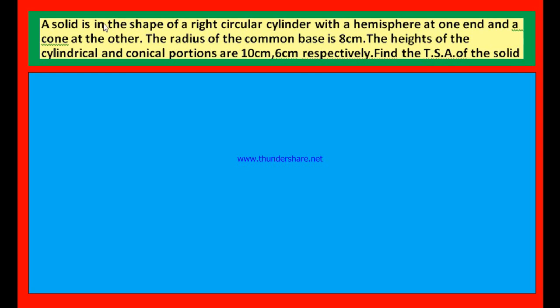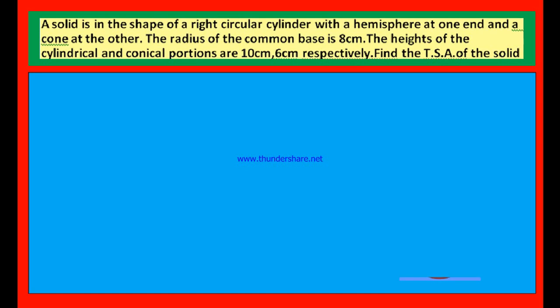I shall repeat. A solid is in the shape of a right circular cylinder with a hemisphere at one end and a cone at the other. The radius of the common base is 8 centimeters. The heights of the cylindrical and the conical portions are 10 centimeters and 6 centimeters respectively. Find the total surface area of the solid.